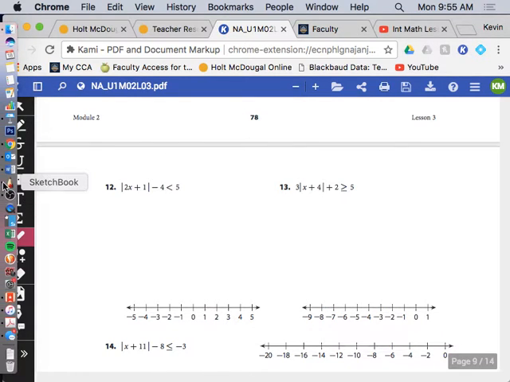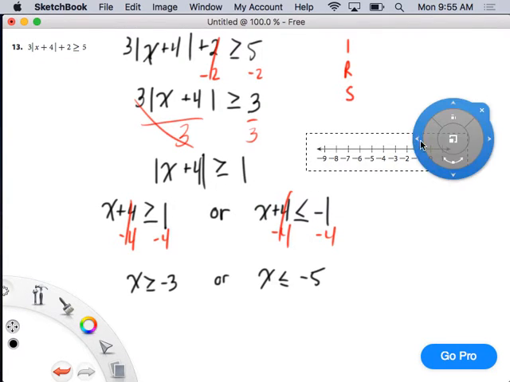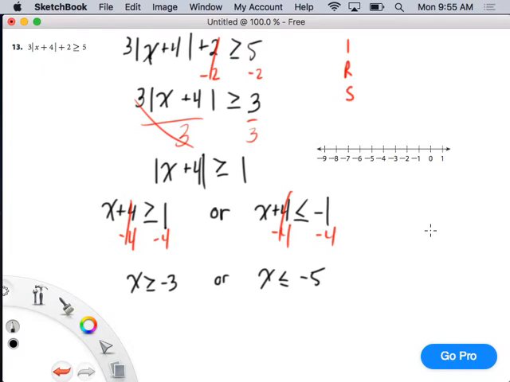And it asks me to graph it, so I will. X is greater than or equal to -3, so it's inclusive. Greater than or equal to -3, so that's all these things here. Or less than or equal to -5, so that's all these things here, all these ones. All these numbers.